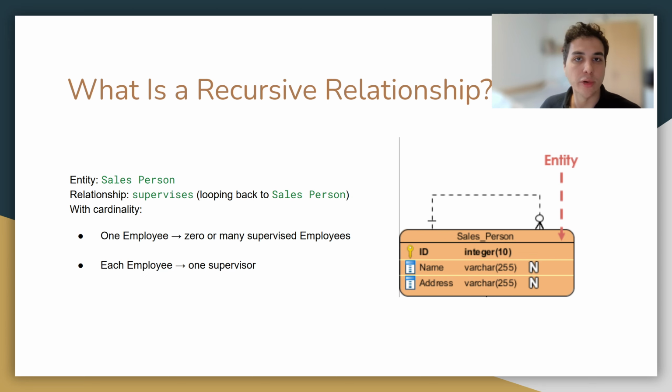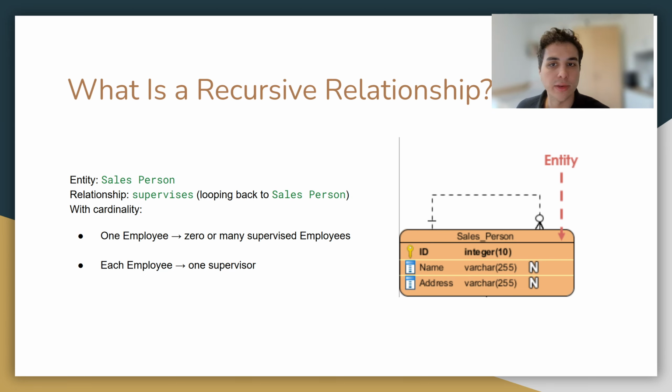We mentioned the recursive relationship in previous slides, but here I just want to clarify it. Let's say we have a salesperson who is supervising another salesperson, which is just what recursive means. One salesperson or one employee can have zero or many supervised employees, and each employee has one supervisor.